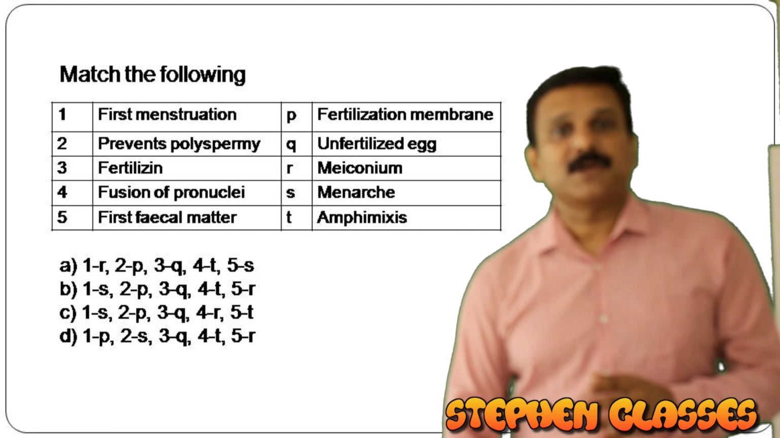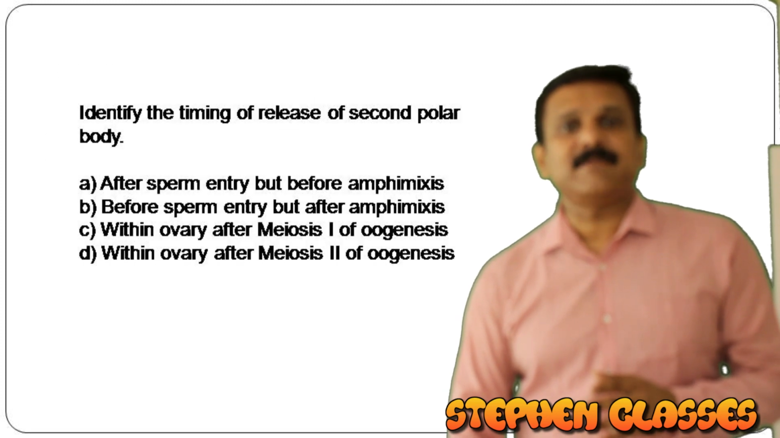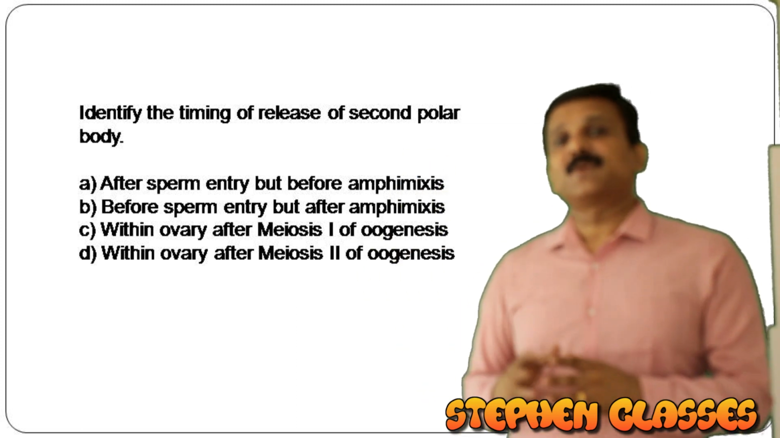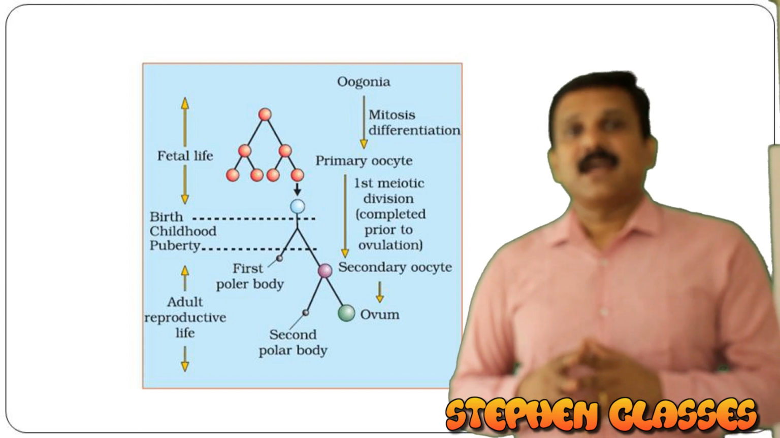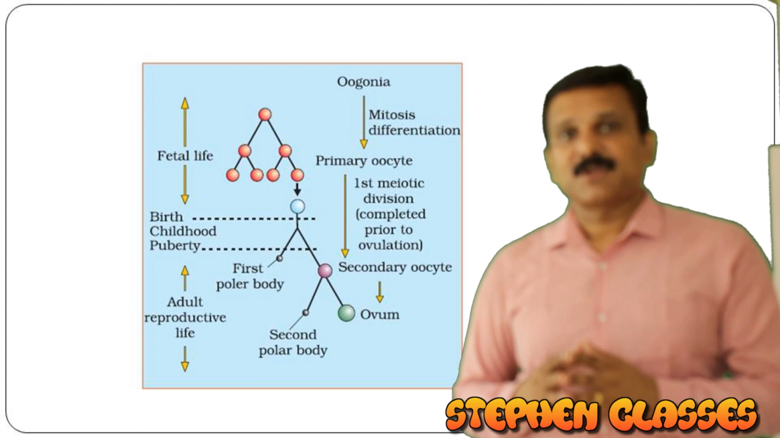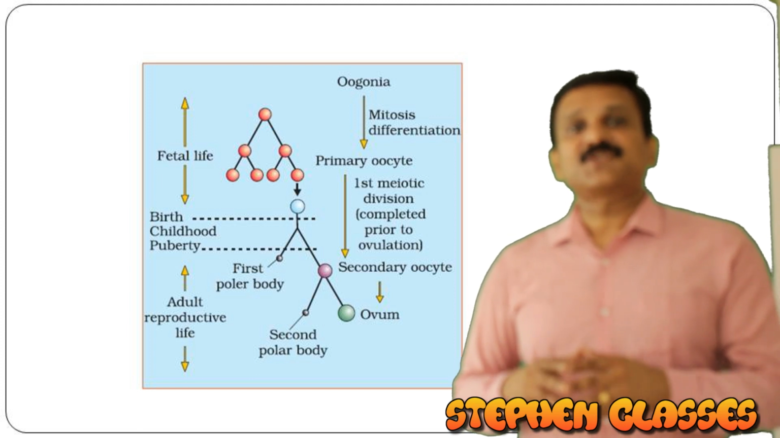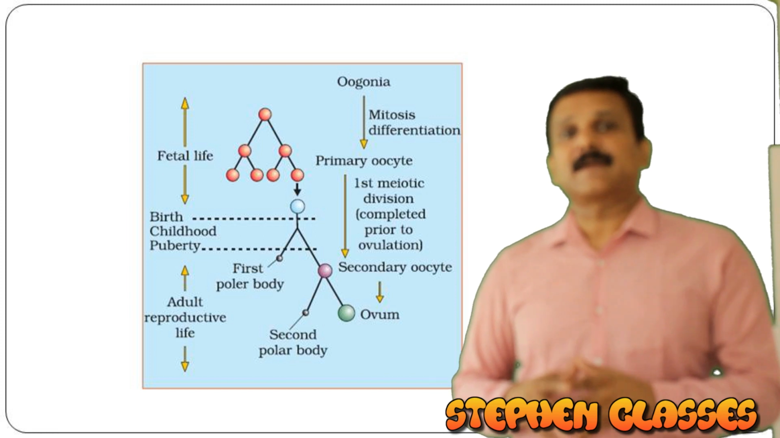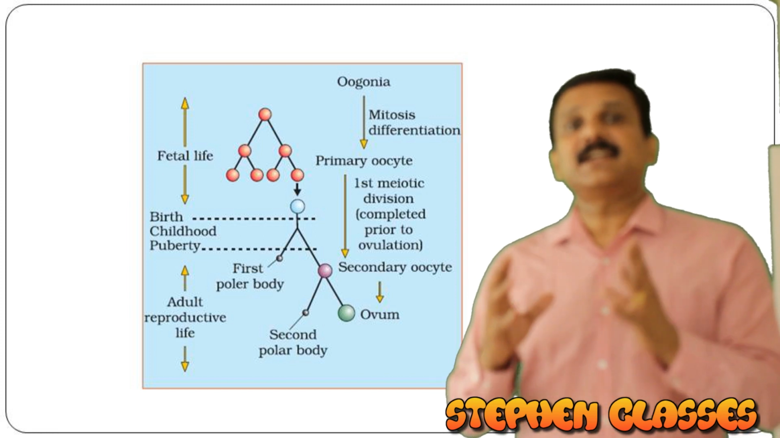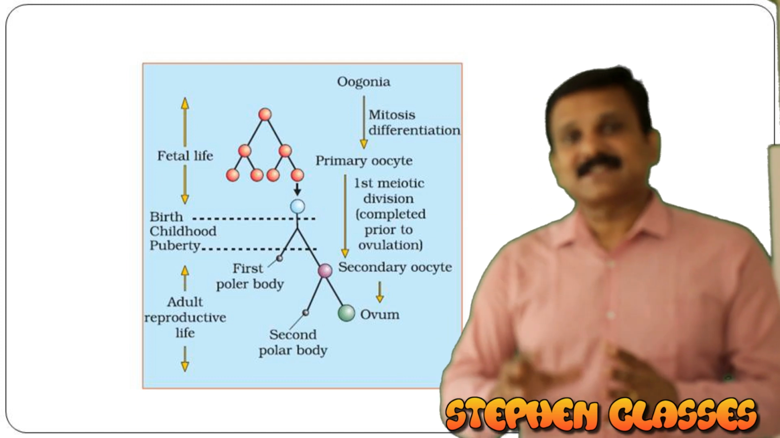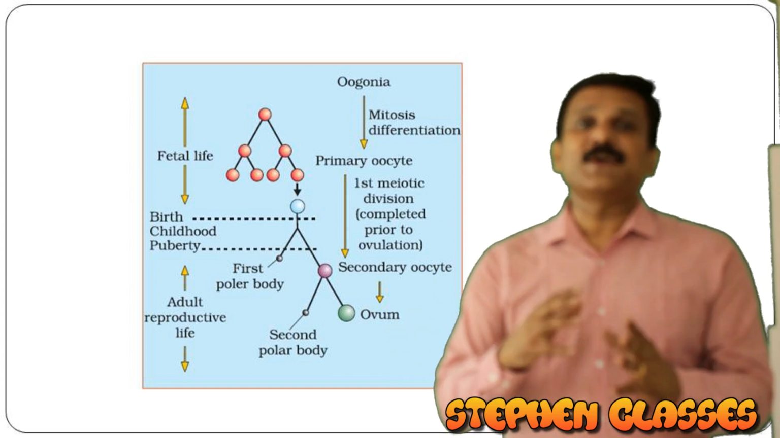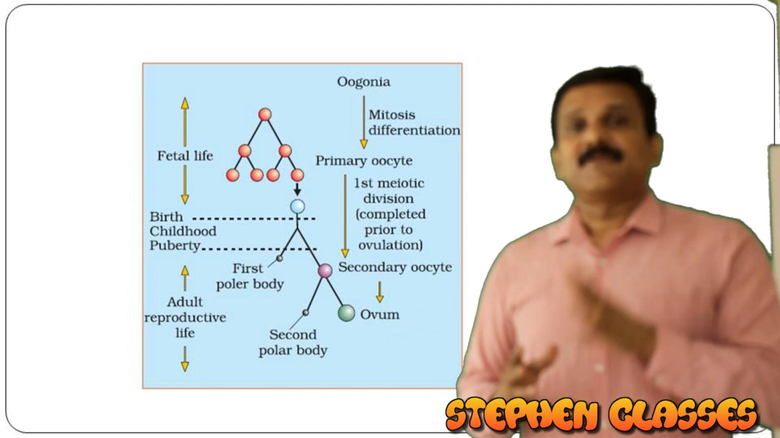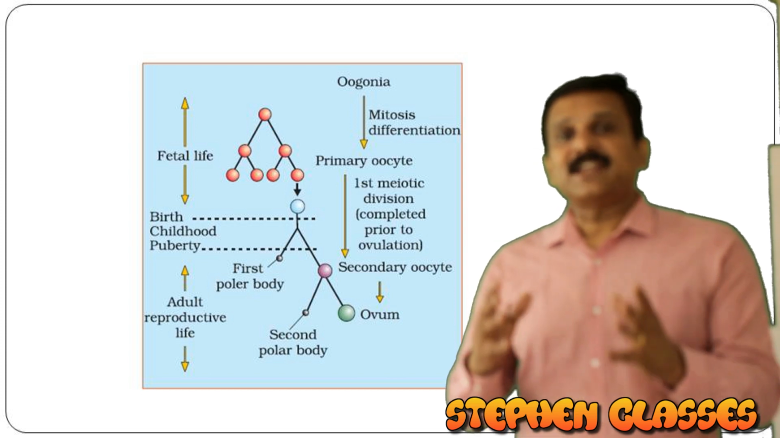Okay. Now we move on to the next question. Identify the timing of release of the second polar body. As in this diagram, you can see it is released after the sperm entry and just before the amphimixis. During ovulation, it is not the ovum released from the Graafian follicle. The ruptured Graafian follicle will release the secondary oocyte, and the sperm actually enters this secondary oocyte. That point is very important. By that time the first meiosis is already over. So now it is waiting for the second meiosis.